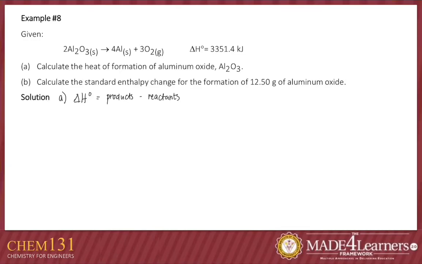reactants. And for the products, we have four aluminum solid plus three oxygen gas. And for the reactants, we have two aluminum oxide solid. And this is equal to 3,351.4 kilojoules. And because these aluminum and oxygen here are free elements, their standard enthalpies of formation are automatically zero. So we can just cancel them out. This is 0, this is 0.